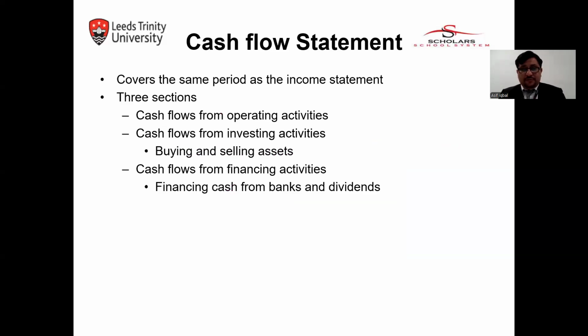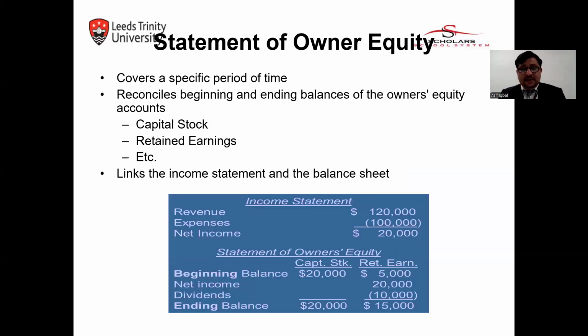Cash flow statement. The cash flow statement covers the same period as the income statement and has three sections: cash flows from operating activities, cash flow from investing activities, and cash flow from financing activities. The statement of owner's equity covers a specific period of time which reconciles the beginning and ending balance of the owner's equity accounts like capital stock and retained earnings, and it links the income statement and the balance sheet.